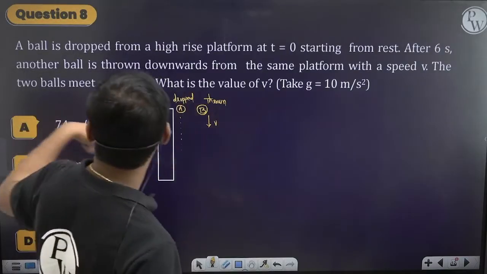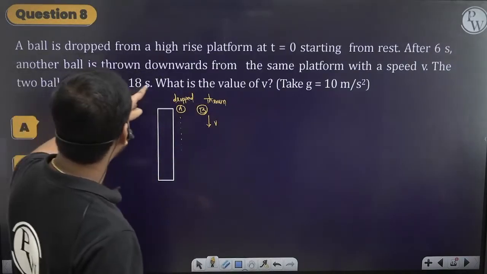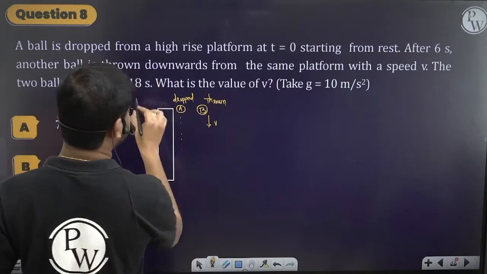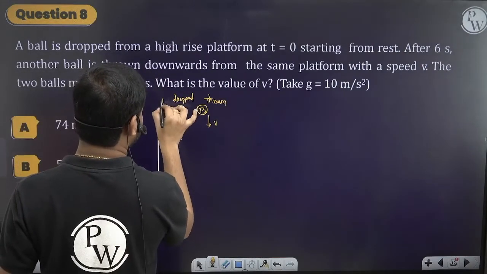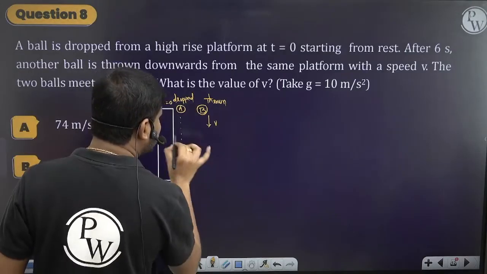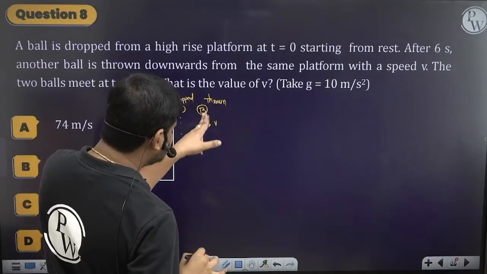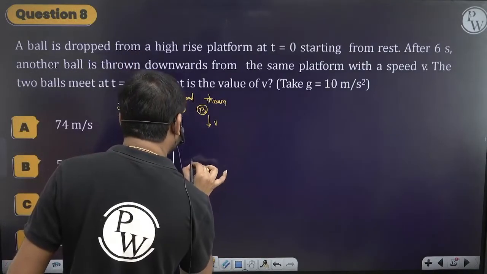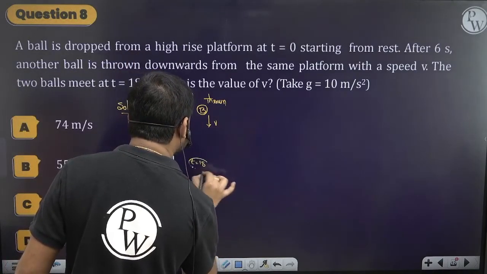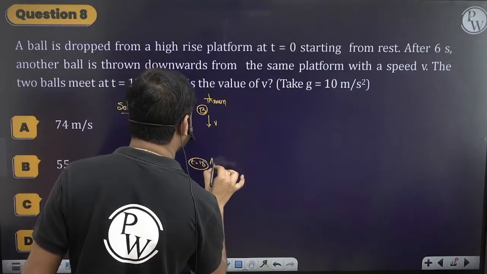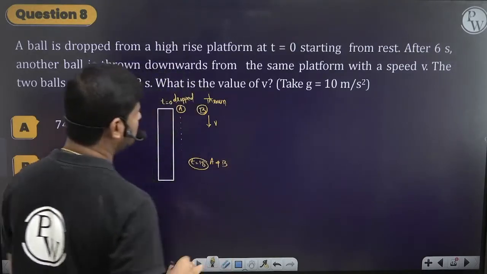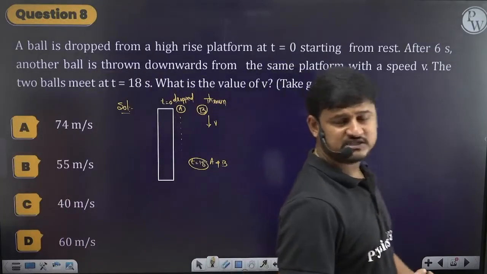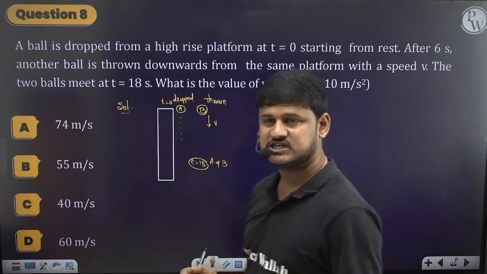What they said next: the two balls will meet at t = 18 seconds. Initially at t = 0, ball A is dropped. After 6 seconds, ball B is thrown downwards. Then they both will meet at t = 18 seconds. A and B will meet somewhere around here. So what is the value of v? Find the value of v. Take the g value as 10, that's what they said in the question.